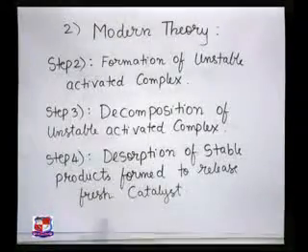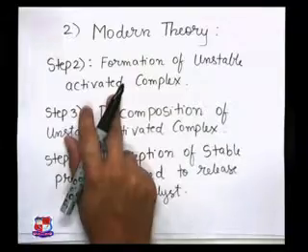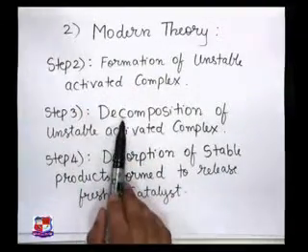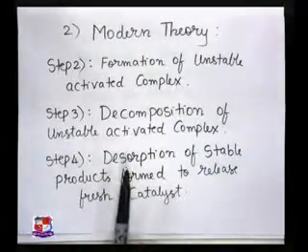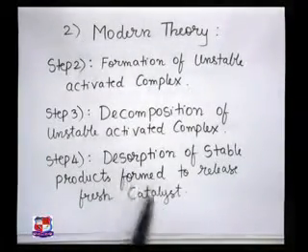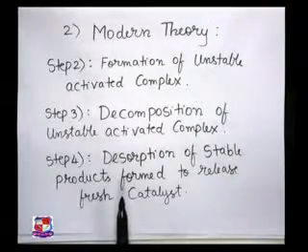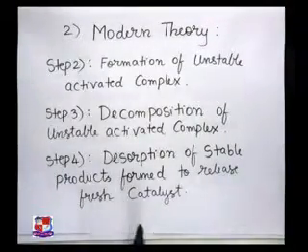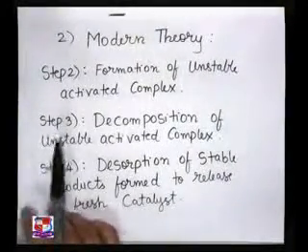Okay, so you can understand very clearly that this activated complex is very unstable. So it will again decompose in step 3, and what happens is desorption of the stable products formed to release the fresh catalyst. Desorption of the stable products formed will definitely release the fresh catalyst at the end of the chemical reaction, and that is how the modern theory is summarized.